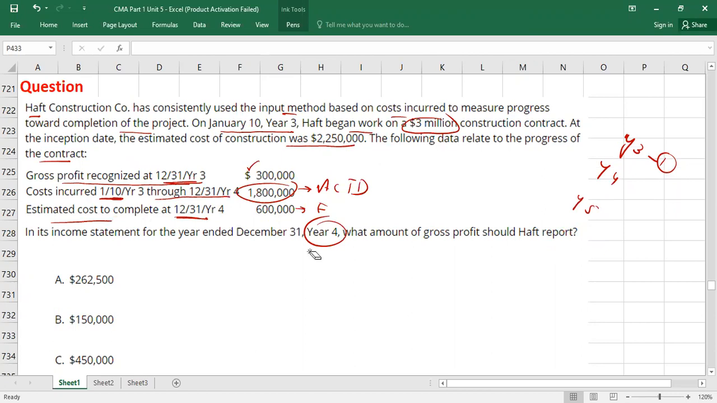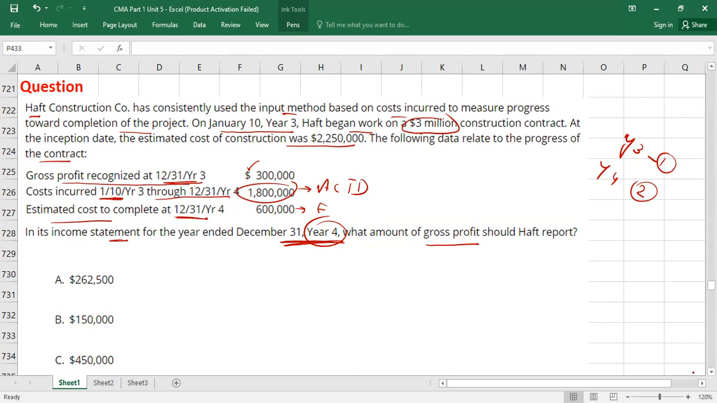And why, guys, what is the question? It means year 4 is going to be your second year of the project. What is the question? He is asking you, in its income statement for the year ended 31st December year 4, which is year 2 actually for your project, what amount of gross profit should it report?